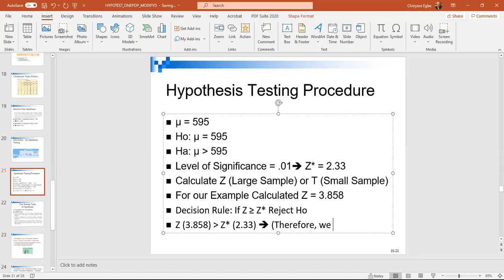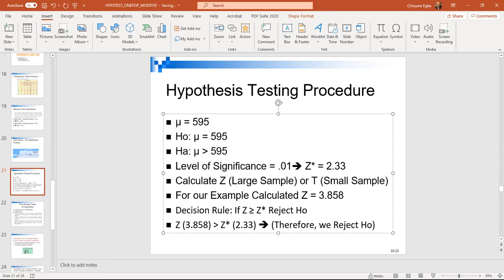Hello, I want an answer. Therefore, we reject the null hypothesis. The answer is very simple. 3.858 is greater than 2.33. Therefore, we reject the null hypothesis. Okay.